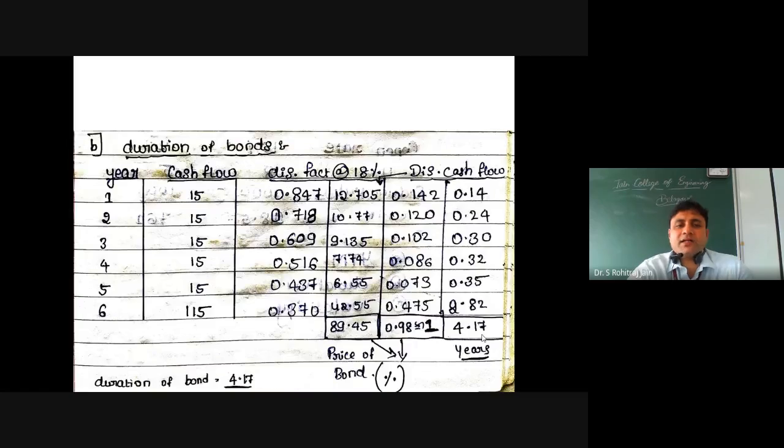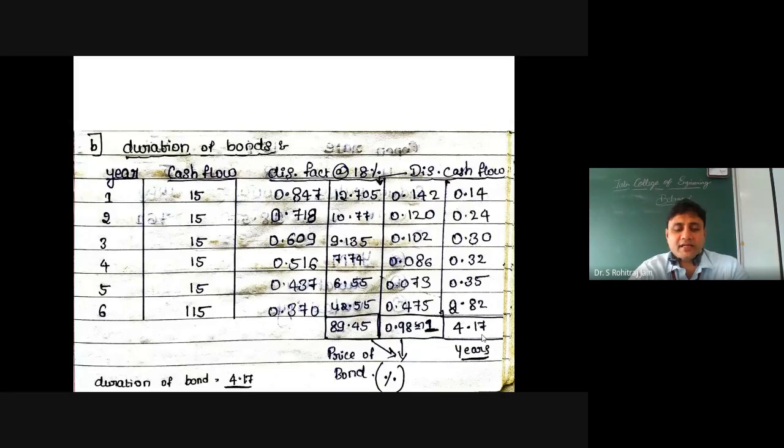Next, B part, that is duration of the bond. So first column is what? Year, that is from 1 to 6. Then cash flow is concerned, everybody should understand this. That is, every year they are paying a coupon interest value of 15%. That is, for 100, it is how much? 15 rupee. So for 5 years, 15 rupee. The last year is concerned, principal plus interest, that is 115.